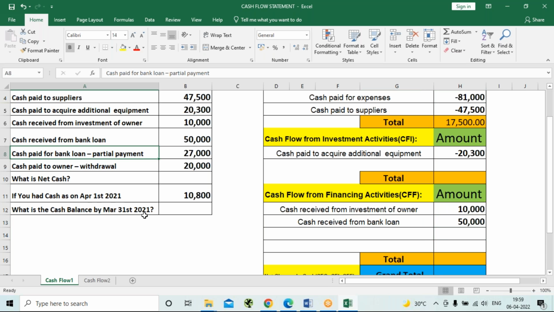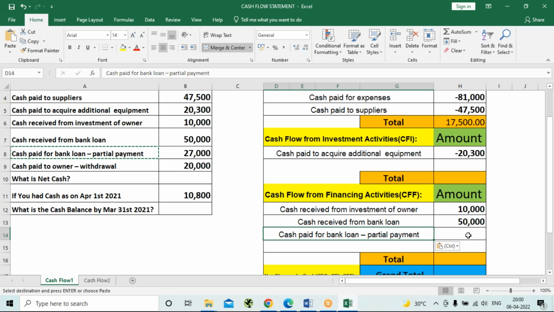Next, cash paid for bank loan as a partial payment. When you pay back the loan, for taking the loan we consider it a financing activity, and when we pay back that same loan, that also is considered a financing activity. That means it is reducing your liability, right? Yes, sir. So is it positive or negative? It's negative.